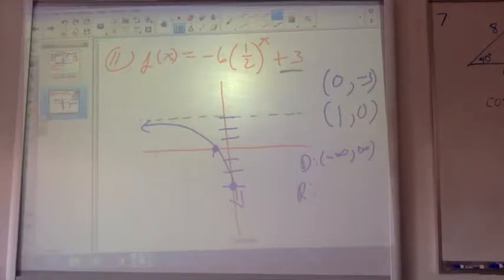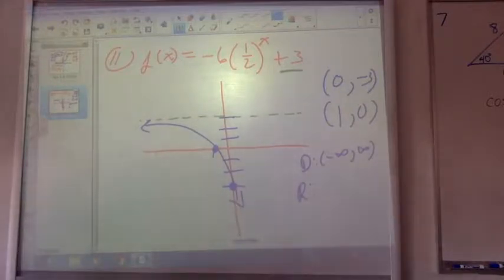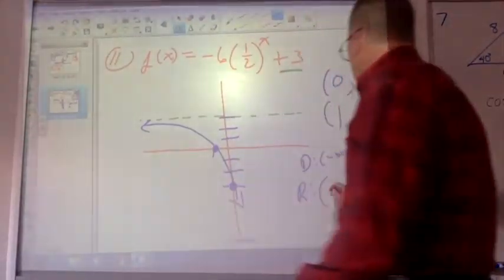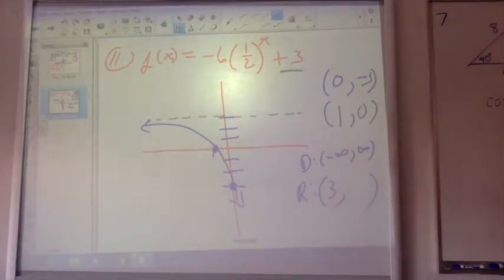First, I didn't see it come in. Where am I going? If I go to the left, what y value am I approaching? 3. As I go to the right, where am I going in the y direction? Negative infinity, good. Cool.